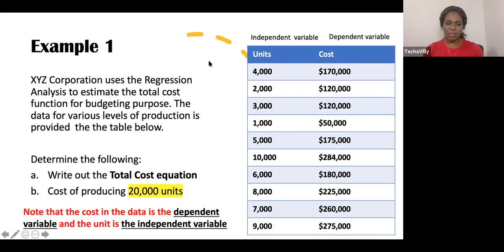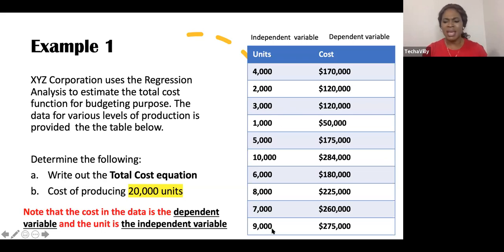So we have this example, which is what we just ran. This is the question in this example, the regression analysis we just ran. We need to write out the total cost equation. That's a mathematical equation that we need. We will write it out, and I'll show you how that is. Then we have these different units to produce, and the last one on the list is 9,000.